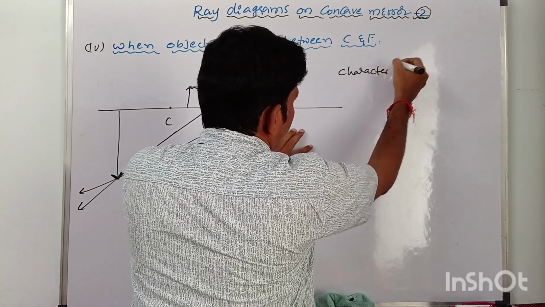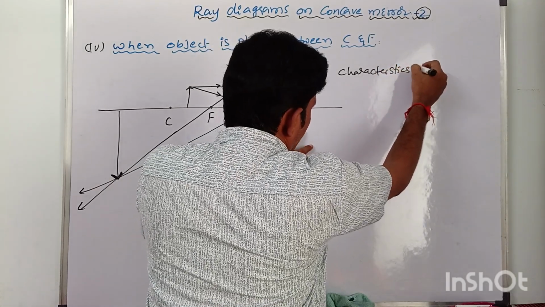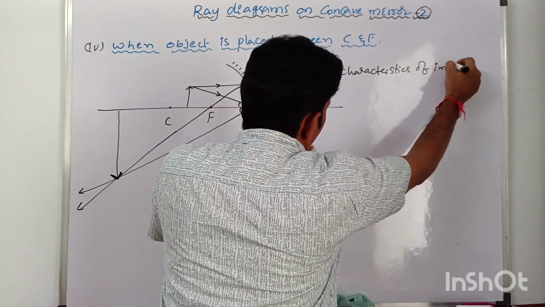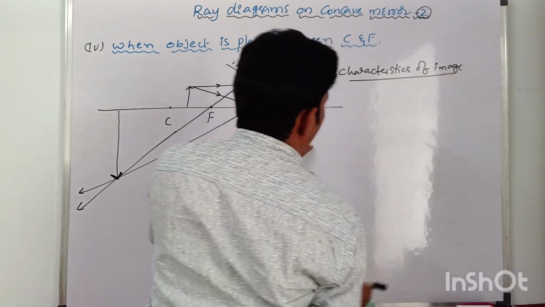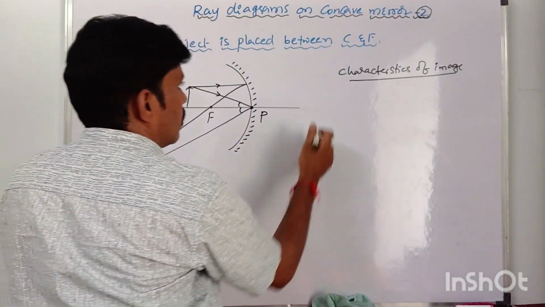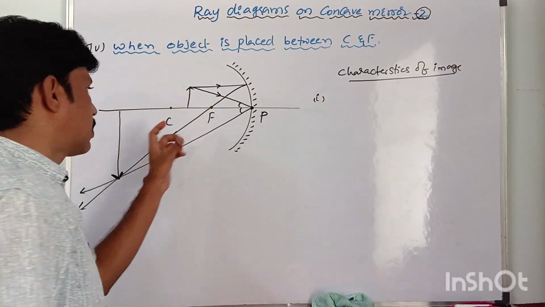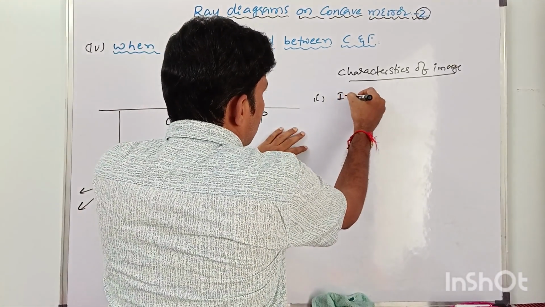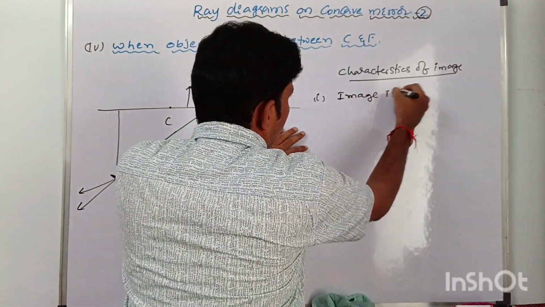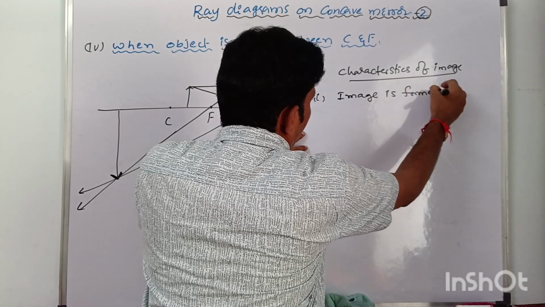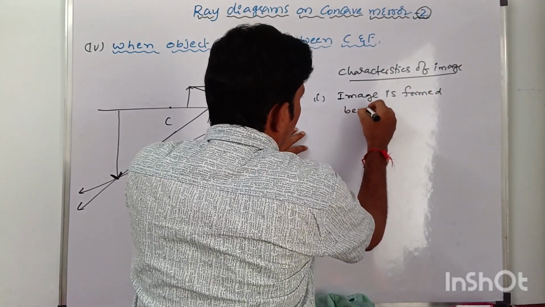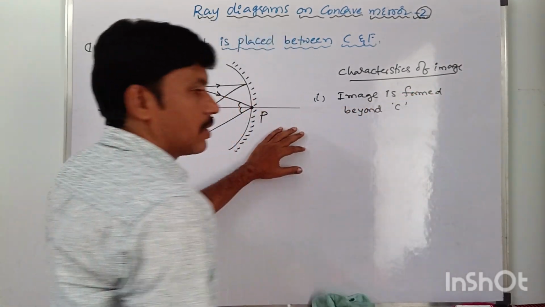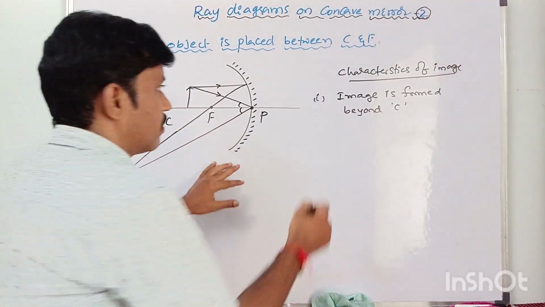Now let us write the characteristics of the image formed on a concave mirror. First one, where the image is formed. The image is formed beyond the center of curvature.